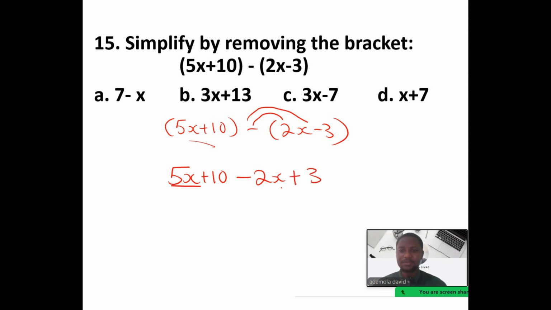Then you can collect like terms. 5x minus 2x will give you 3x. And plus 10 plus 3 will give you plus 13. And that is the answer. So our answer is B.